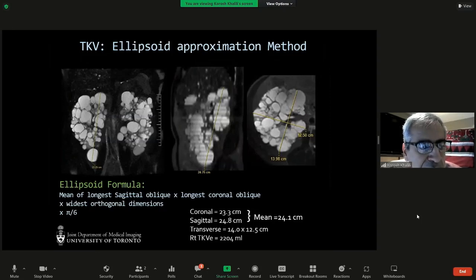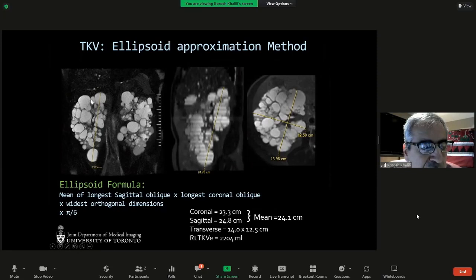So another way of approximating the total kidney volume is by using the ellipsoid formula. And so the ellipsoid formula is done as such. You obtain sagittal and coronal images of the kidney and axial images of the kidney. So we image the kidney in 3 planes: sagittal, coronal, and axial.